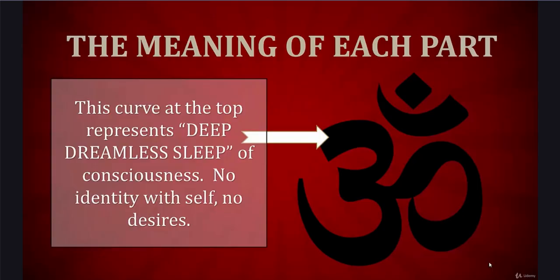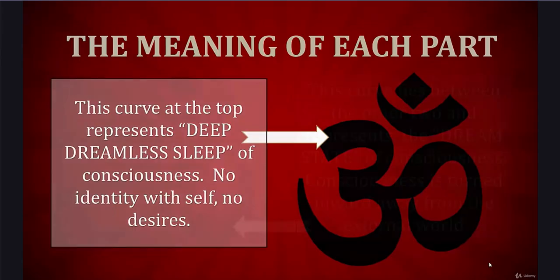Now we'll look at the top part of that number 3, which represents the deep, dreamless sleep state of consciousness. When you're in deep, dreamless sleep, which is also known as deep theta or delta as far as brainwave activity is concerned, you have no self-consciousness. You have no self-awareness. So you are completely unconscious with no desires. So you're kind of resting in oneness, if you will, for lack of a better term. You have no idea that you even exist when you're in that state.